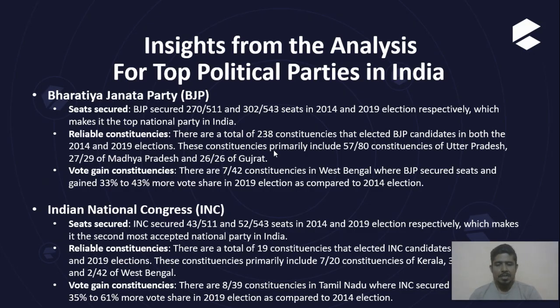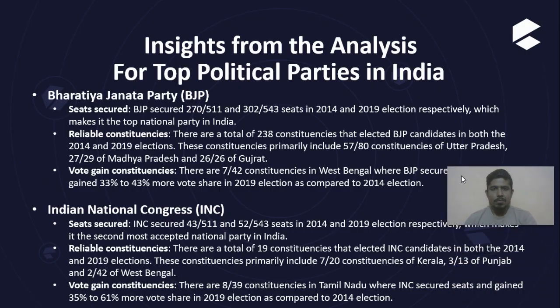And as BJP had 238 reliable constituencies across India, INC did not have that many reliable constituencies. INC has only 19 reliable constituencies that elected INC for both the 2014 and 2019 elections. These 19 constituencies primarily include 7 out of 20 constituencies of Kerala, 3 out of 13 constituencies of Punjab, and 2 out of 42 constituencies of West Bengal.